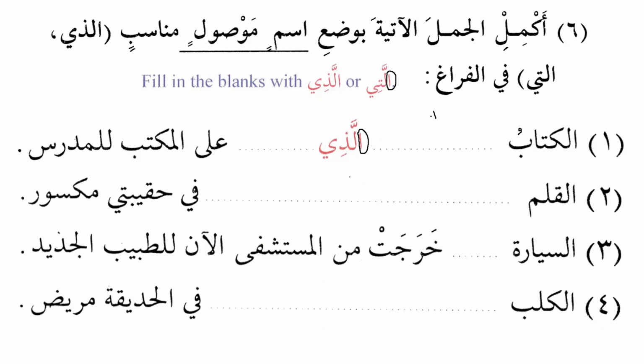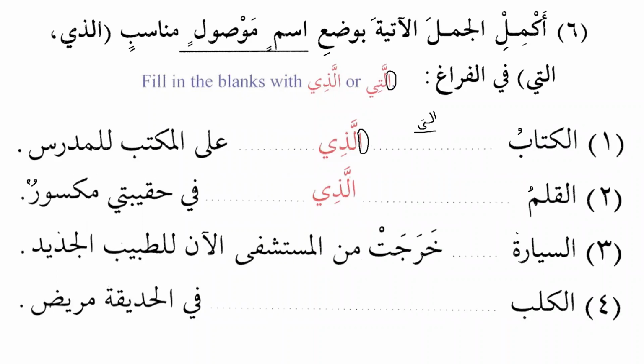It's basically al, the lam tarif. And after the al, we have ta, and then we have two dots. So it is allati. And this is used for a specific person. Al-kitabu alladhi ala al-maktabi lil-mudarrisi, the book that is on the desk belongs to the teacher. Al-qalamu alladhi, right? So again, the pen that is on the desk. Al-qalamu alladhi fi haqibati maksurun. The pen that is in my bag is broken.